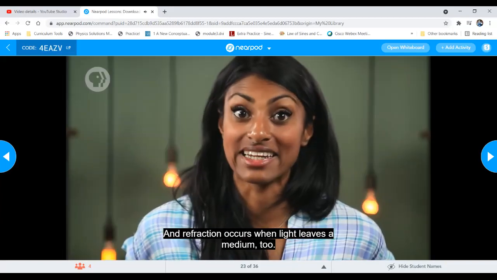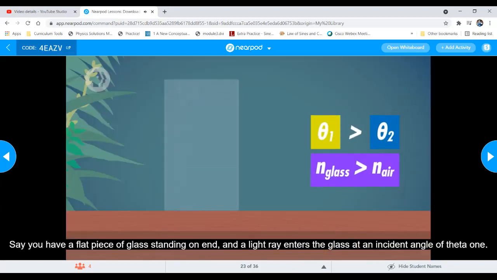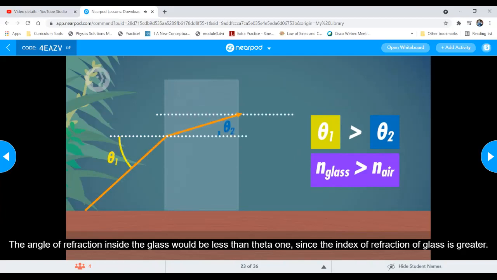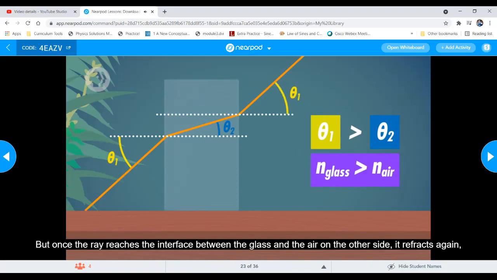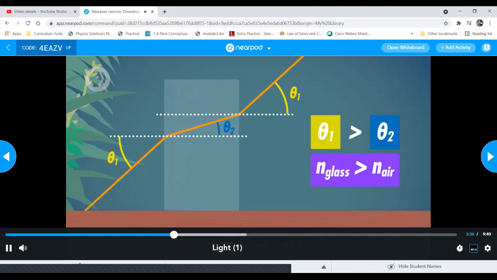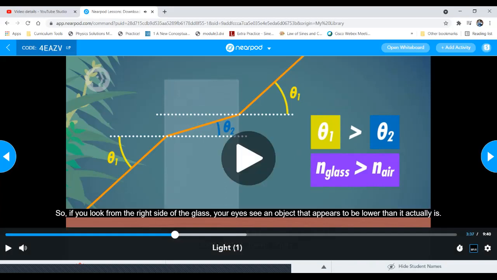And refraction occurs when light leaves a medium too. Say you have a flat piece of glass standing on end and a light ray enters the glass at an incident angle of θ1. The angle of refraction inside the glass would be less than θ1, since the index of refraction of glass is greater. But once the ray reaches the interface between the glass and the air on the other side, it refracts again, and now the angle of refraction is equal to that first incident angle.